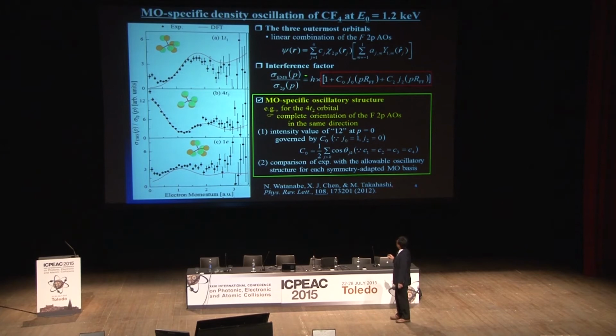Furthermore, the interference factor for these 3 orbitals can be represented in this form. So the intensity at the momentum origin is directly related to the spatial pattern of the molecular orbital. For instance, the intensity value of 12 for the 4σ orbital immediately tells us that the constituent fluorine 2p atomic orbitals are completely oriented in the same direction.